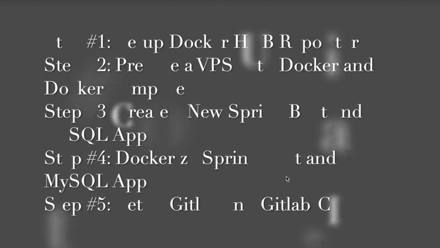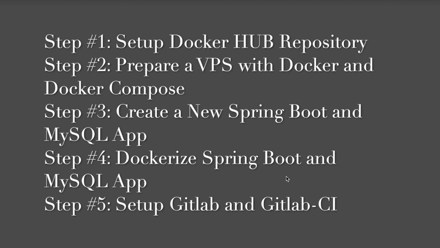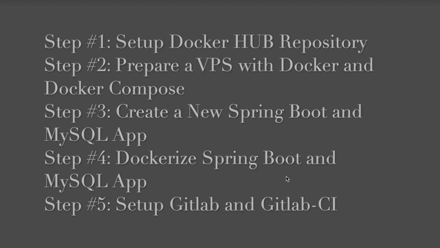Step number 1. Set up Docker Hub repository. Step number 2. Prepare a VPS with Docker and Docker Compose. Step number 3. Create a new Spring Boot and MySQL app. Step number 4. Dockerize Spring Boot and MySQL app. Step number 5. Set up GitLab and GitLab-CI.